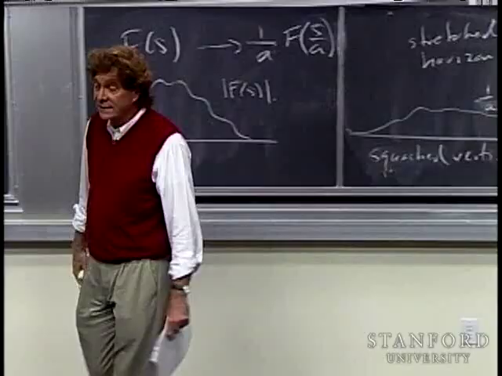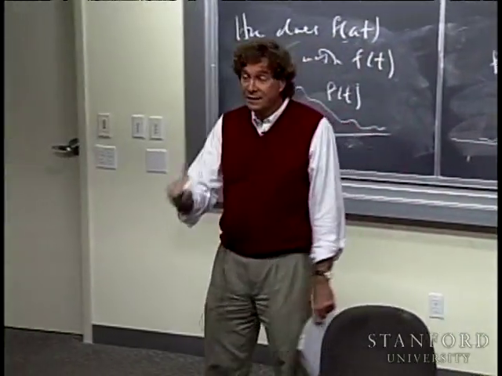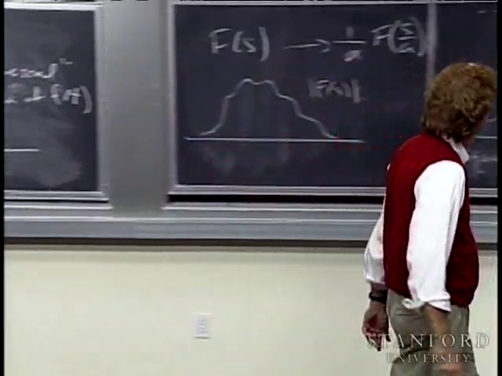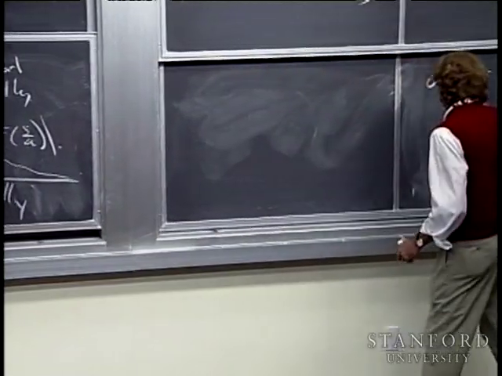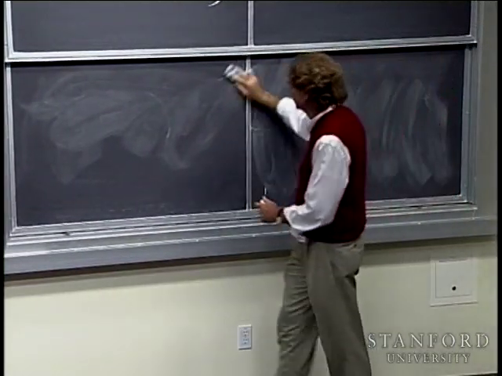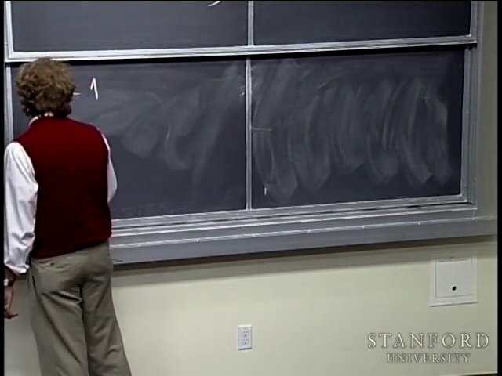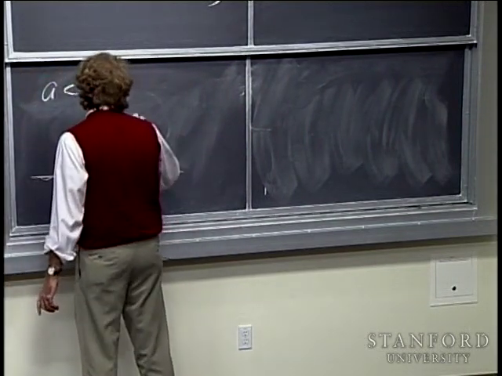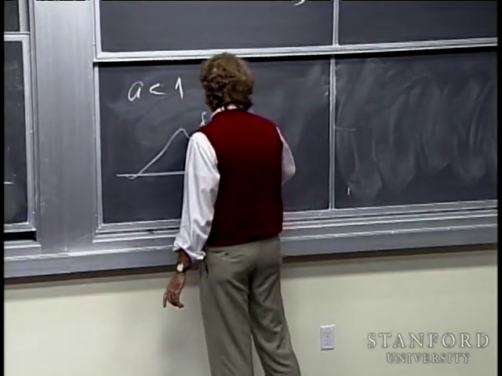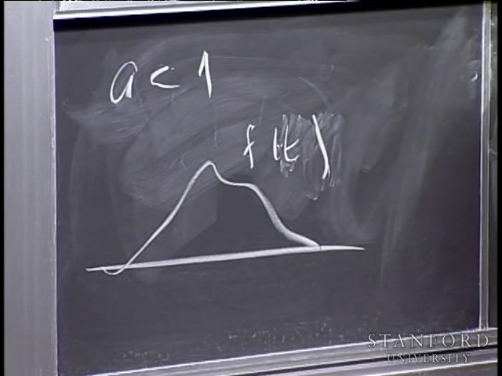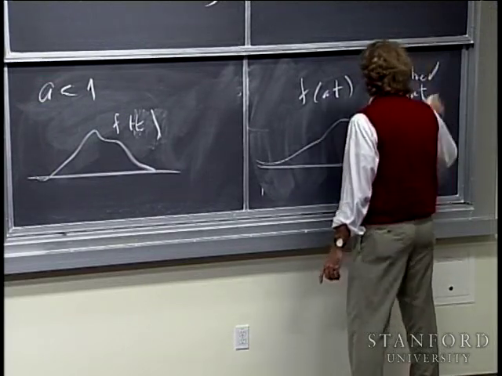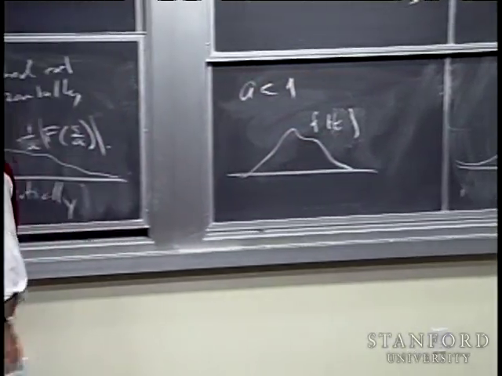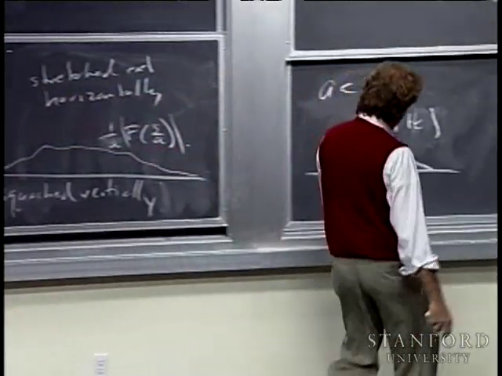Okay, and so that's what happens if a is bigger than 1. If a is less than 1, the situation is reversed. If a is less than 1, then if this is f of t, then f of at is stretched out. Yeah, like that, okay? Stretched out. And what happens to the Fourier transform? That is squeezed together. Because again, the Fourier transform is then scaled by something bigger than 1.